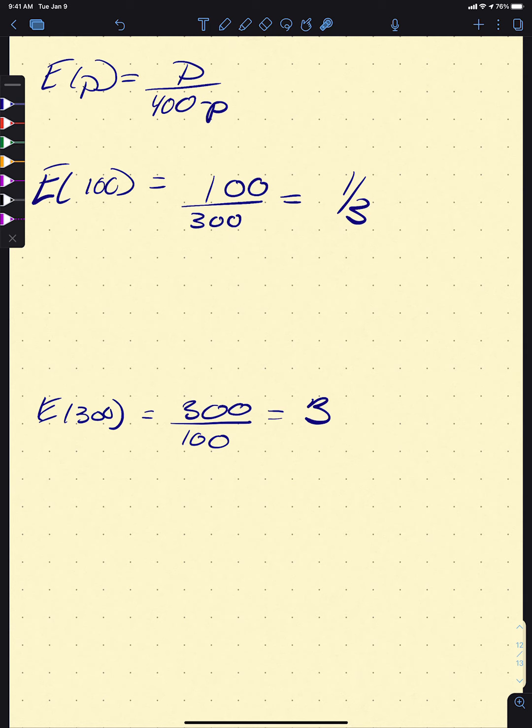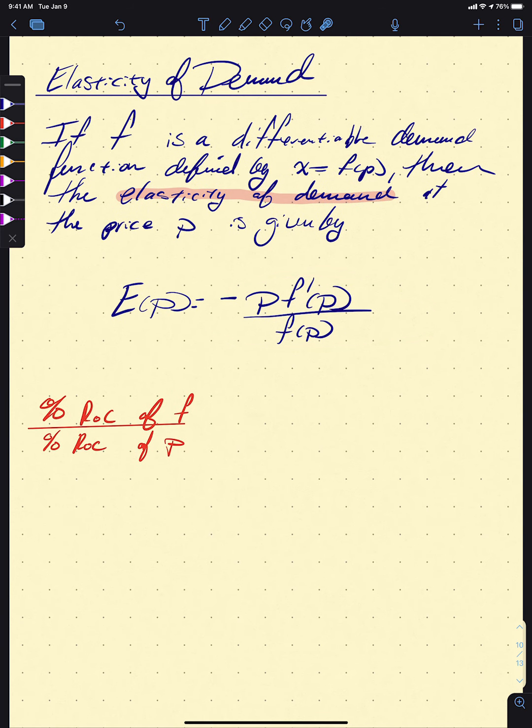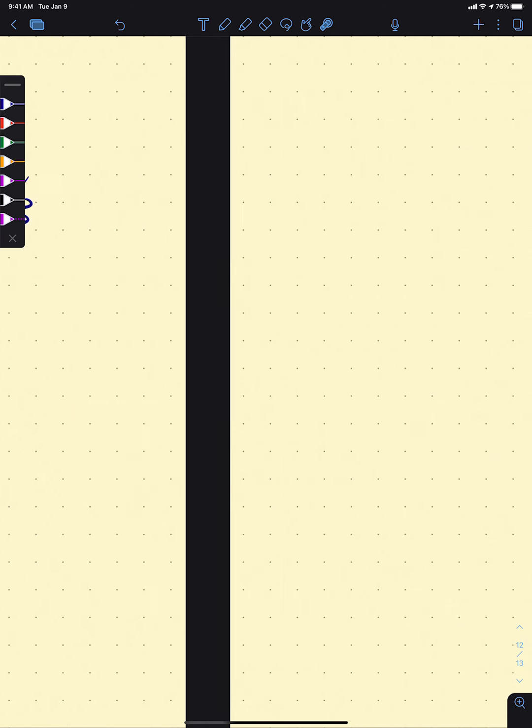Increasing the unit price by 1% will decrease demand by approximately 3%, right? That's what this tells you. At a price P, an increase in the price of 1% will change the demand by E of P percent, where we have to remember to flip the sign because E of P starts negative. So here's a bit of important information.